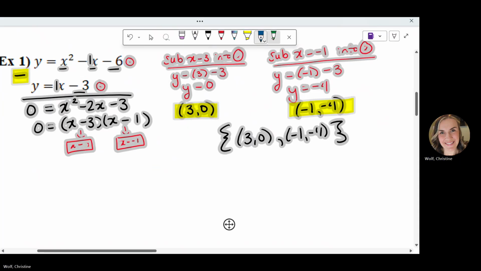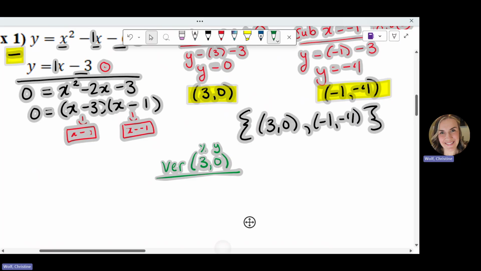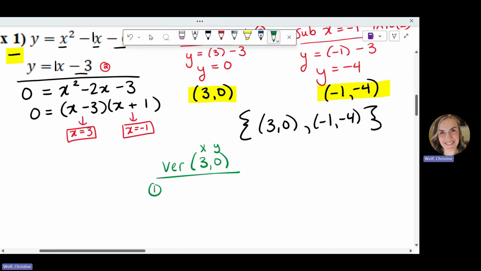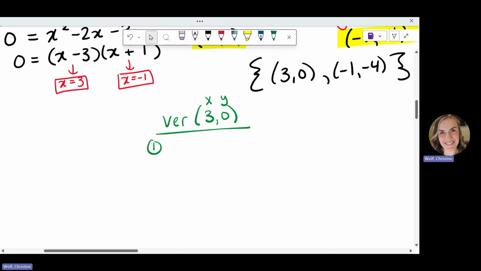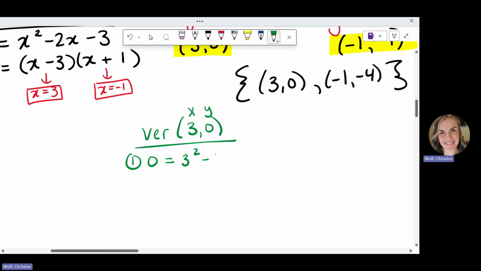All right, so if I want to verify the first answer I got of (3, 0), you're going to plug both values into the equations just to make sure they balance. So if I plug them into equation 1, I would have 0 equals, and then equation 1 gives me an x squared, so 3 squared minus x, so minus 3, minus 6. Don't move stuff around, just clean up your right side. 9 minus 3 minus 6 is 0.